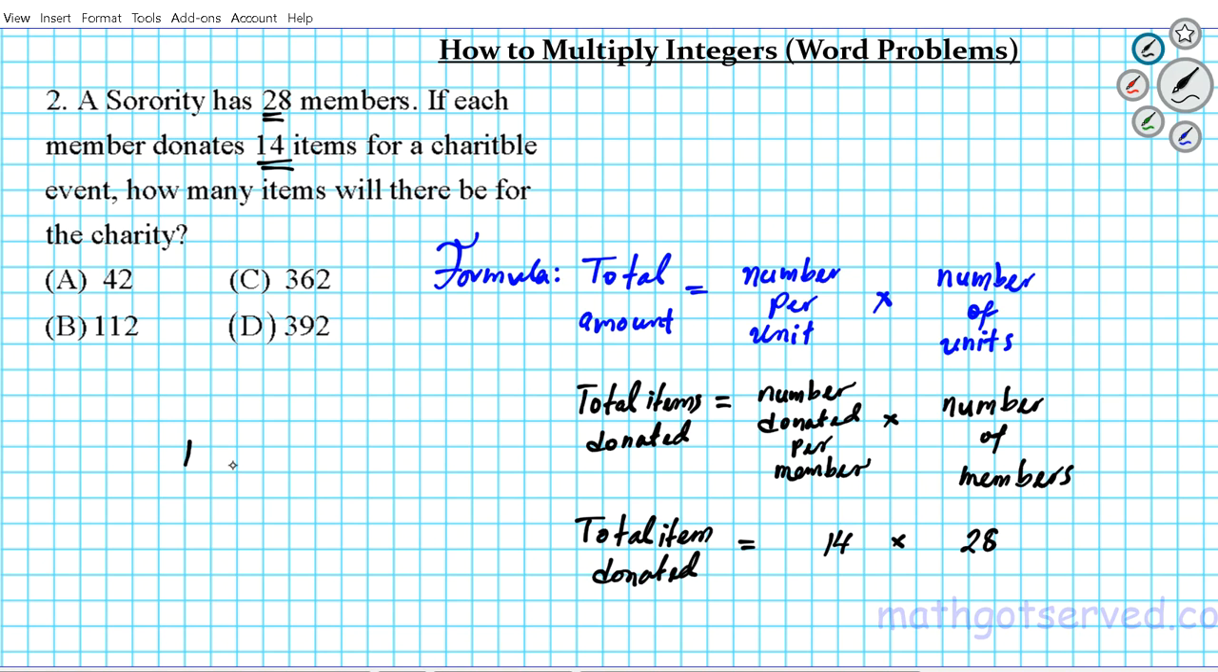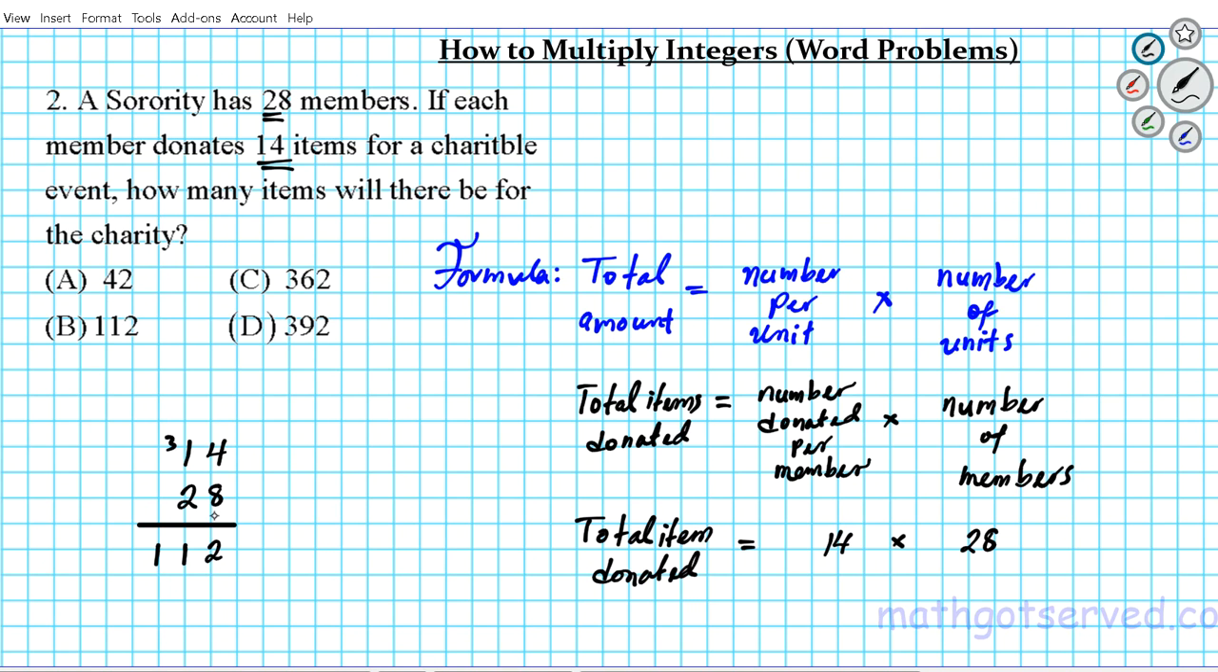All right, so let's do this. We have 14 times 28. Make sure you line it up perfectly by place value, or else your answer will be incorrect. Now we're going to start with the 8 in the ones place. So 8 times 4 is 32. So we have 2 carry 3. And then 8 times 1 is 8 plus 3, that's 11.